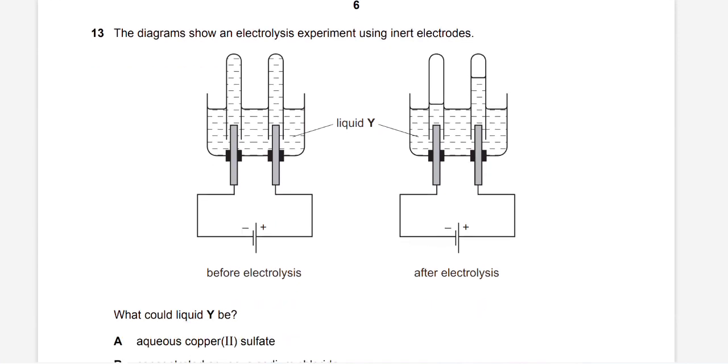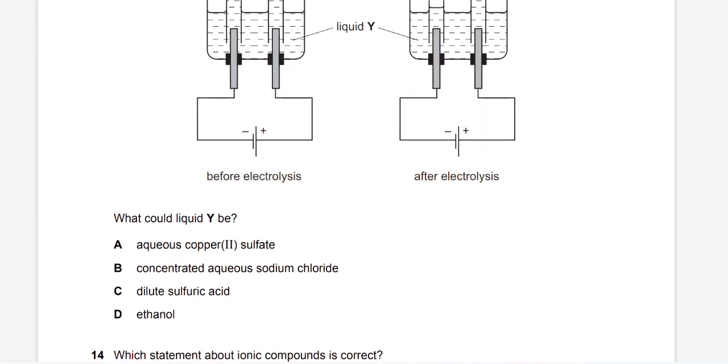Okay, the next question is, the diagram shows the electrolysis experiment using inert electrodes, the electrodes which do not react. So what could be Y? Okay, let me minimize a bit.